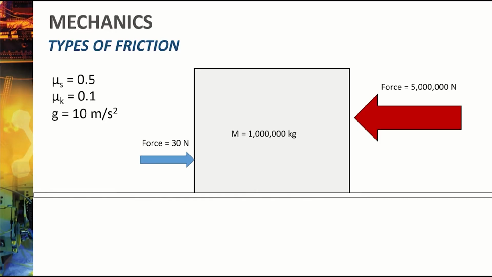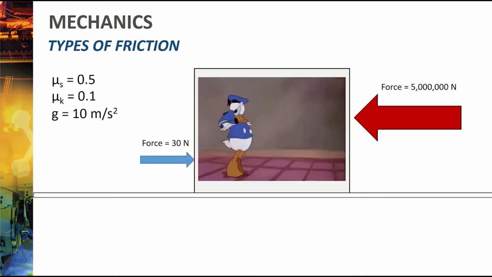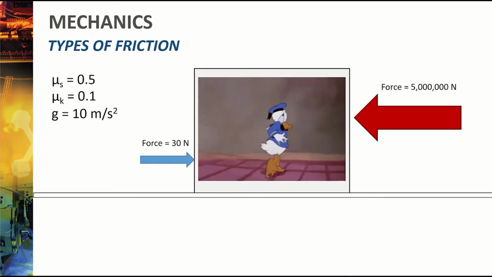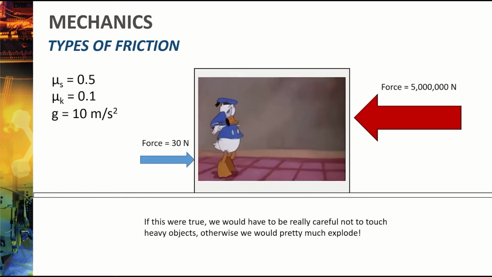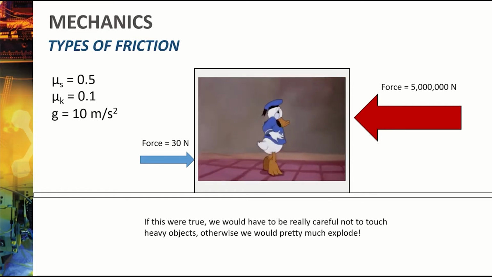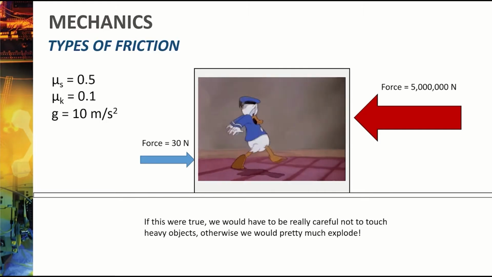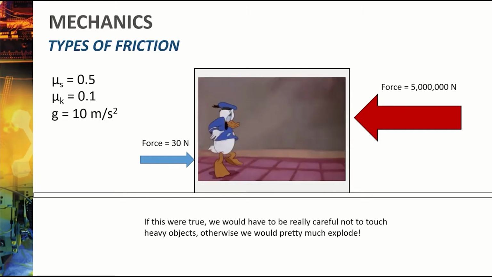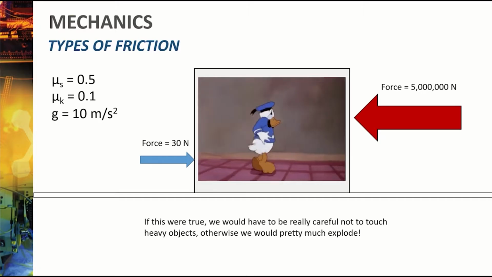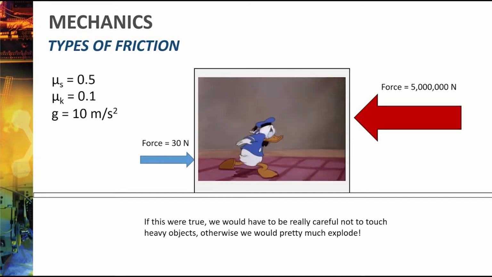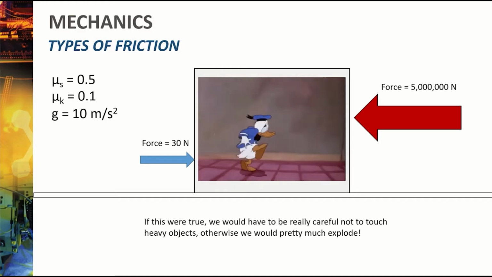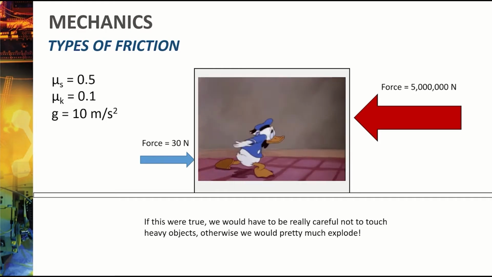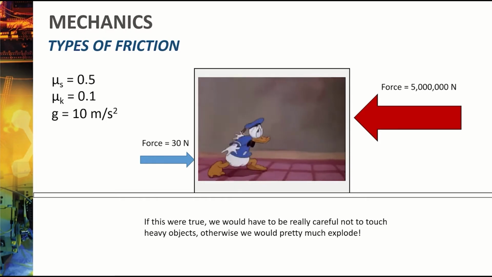If this were true, we would all be really, really screwed, because we would pretty much have to tiptoe through life. Otherwise, anytime we touched any heavy object to lean on it or push it, friction would push back with a nearly infinite amount of force. And you could imagine that if you tried to push a building or a mountain, the amount of force acting on you would probably be enough to cause you to explode or turn to dust immediately.